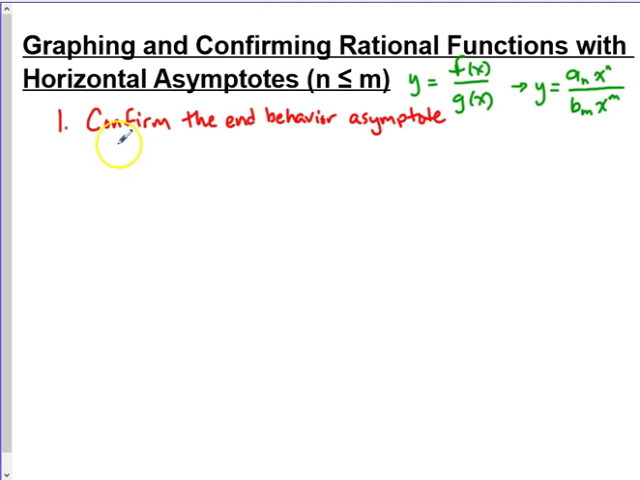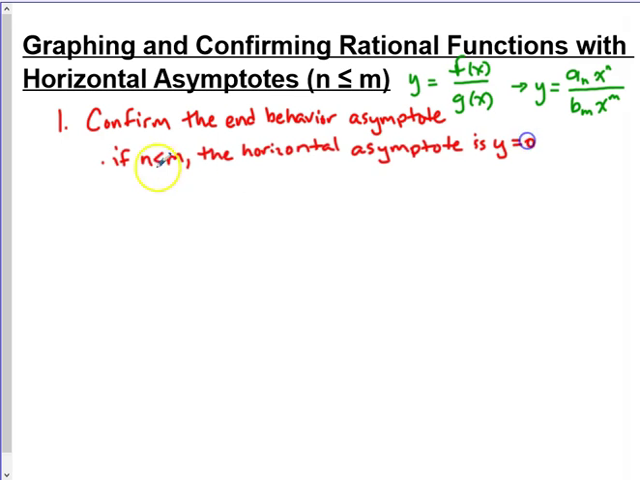So these are the three possibilities. So if n is less than m, bigger degree in the denominator, you're always going to have y equals 0, in other words, the x-axis, as the horizontal asymptote. Later in the course, when we learn a little bit about limits, we're going to be able to sort of show why this is the case.